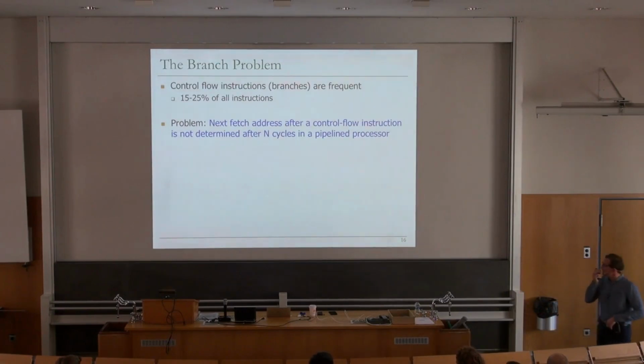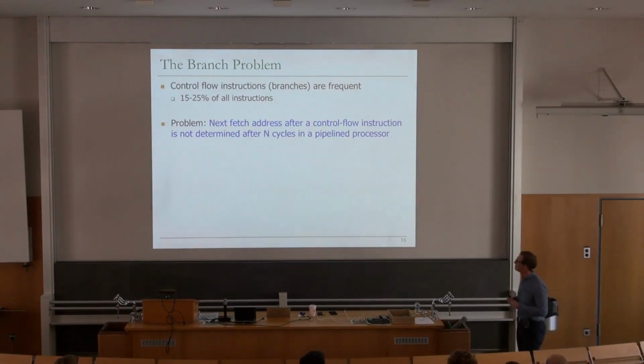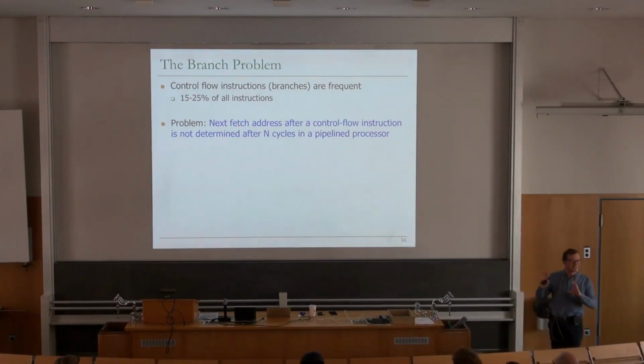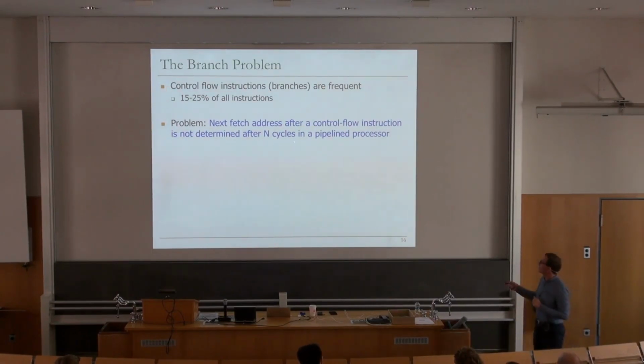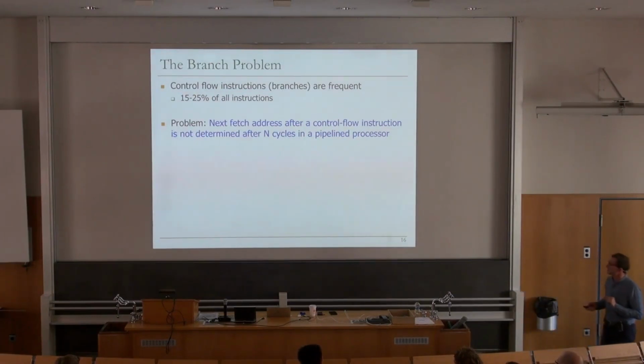But let's talk about the extent of the problem first. I think this is very instructive, and I was very proud of myself when I developed the slide. Let's assume some things. You have control flow instructions, branches, that are reasonably frequent: 15 to 25% of all instructions. The problem is the next fetch address after a control flow instruction is not determined until after n cycles in a pipelined processor. Basically, you need to wait for n cycles.